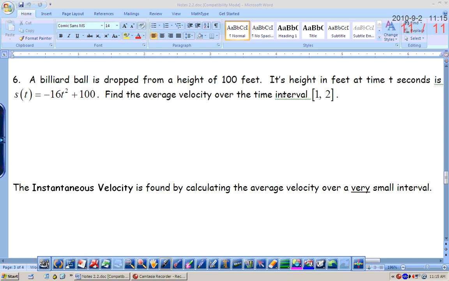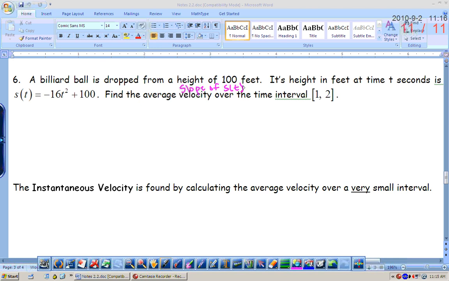Okay, so a billiard ball is dropped from a height of 100 feet. If its height in feet at t seconds is s of t equals blah, blah, blah, find the average velocity over the time interval 1 to 2. So I'm given the position. I'm trying to find the average velocity. Well, velocity is nothing more than the slope of s of t.